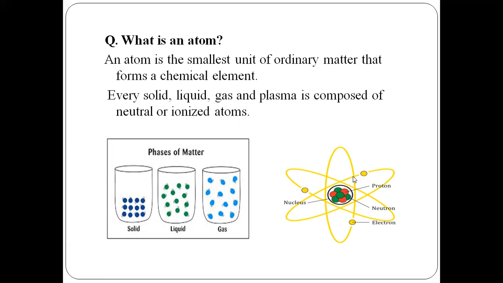Fundamentally, the atom consists of three fundamental particles: neutron, proton, and electrons. Protons and neutrons together constitute the nucleus. Electrons are revolving around the nucleus. These we say are the fundamental particles of an atom.